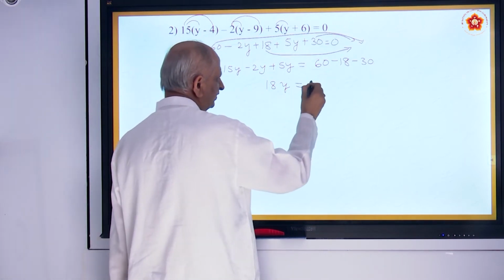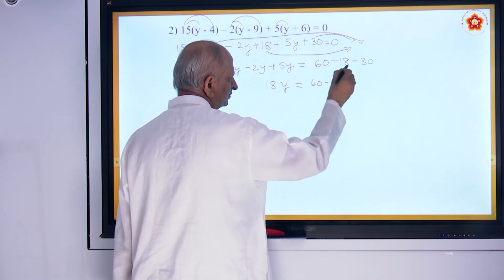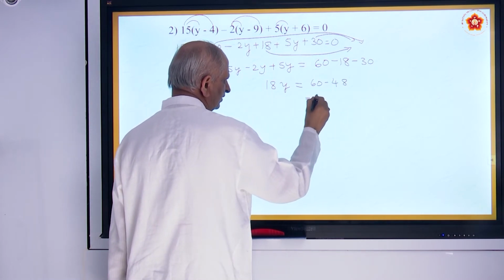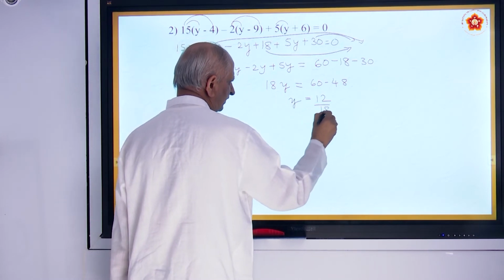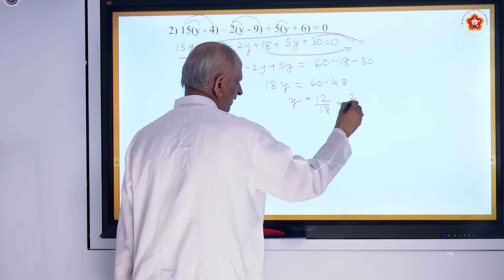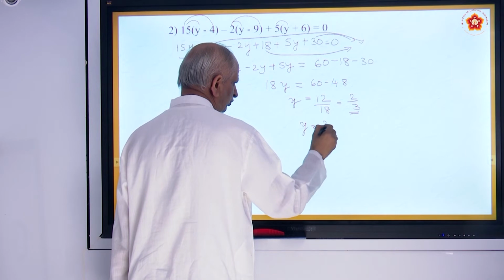So this is 60 minus 48. Correct? Then you have 12. So y is equal to 12 by 18. It's 2 by 3. So the value of y is 2 by 3.